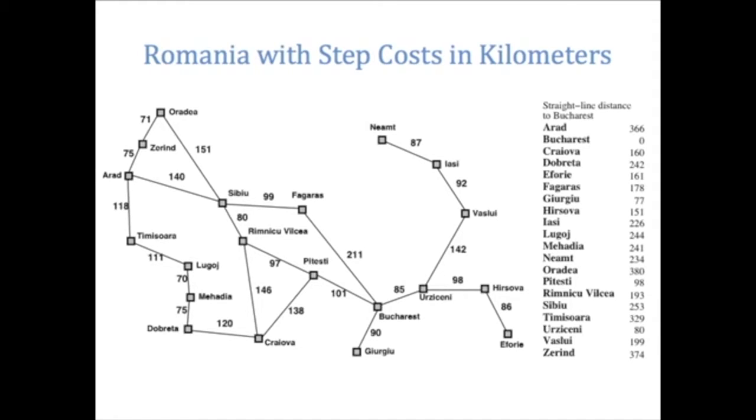Here's the map annotated with the straight line distances between each city. And with that, we can estimate the straight line distance of getting to Bucharest from any one of those cities. So if we want to go to Arad, for instance, if we went through Timișoara here, we'd be adding up 118, 111, 70, 75, and so forth.